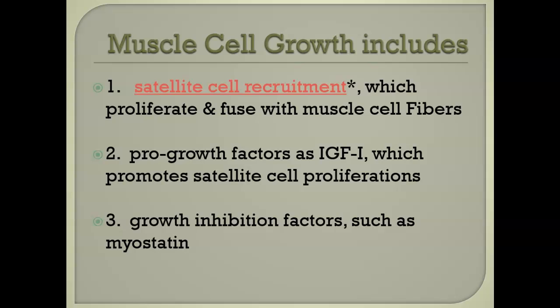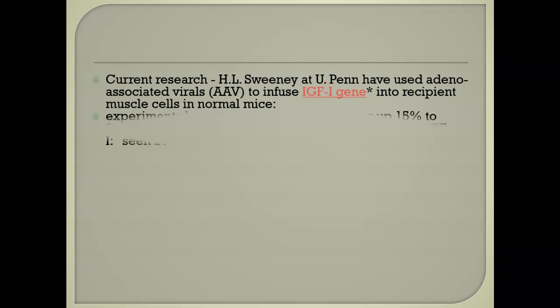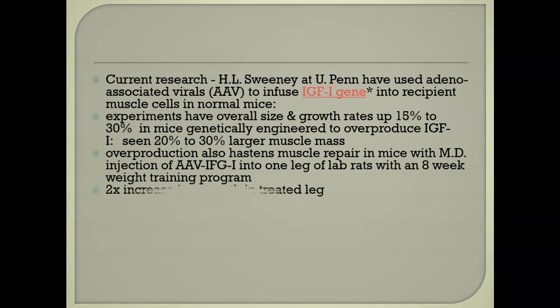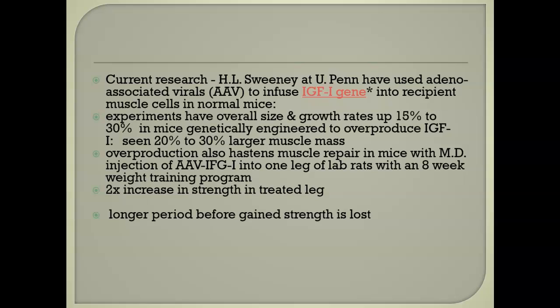Another way is to use pro-growth factors that promote the satellite cells, or you use an inhibitor, something that would inhibit these things, such as one known as myostatin, so a myostatin inhibitor. They've done research on this, gene research, and they've tried it in rats and mice. They take a mouse or a rat and do the treatment on one leg and leave the other leg as the control, and they can see the change in that one leg after doing these treatments. So they've shown that that works.